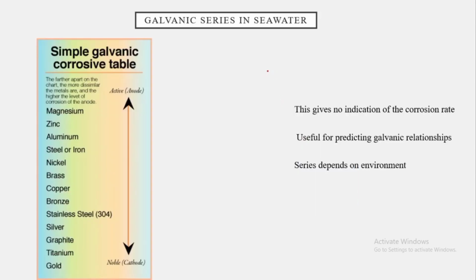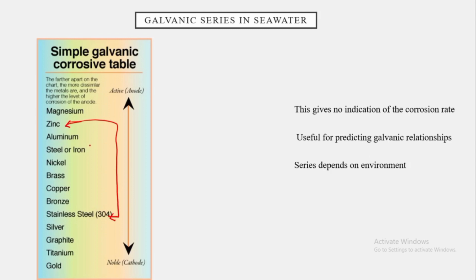Now let's look at the galvanic series in seawater. These are all based on the galvanic corrosion table. Let me explain the simple galvanic corrosion table. Moving up means that you are becoming more active, and that is what? Anode. And coming down, you become more noble, which is what? Cathode, protected. So let's take a material like zinc and couple it with stainless steel 304. What do you think will happen?